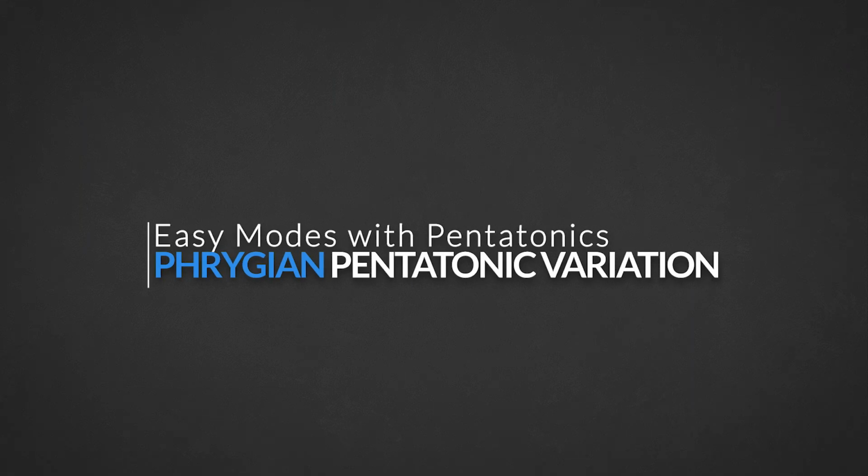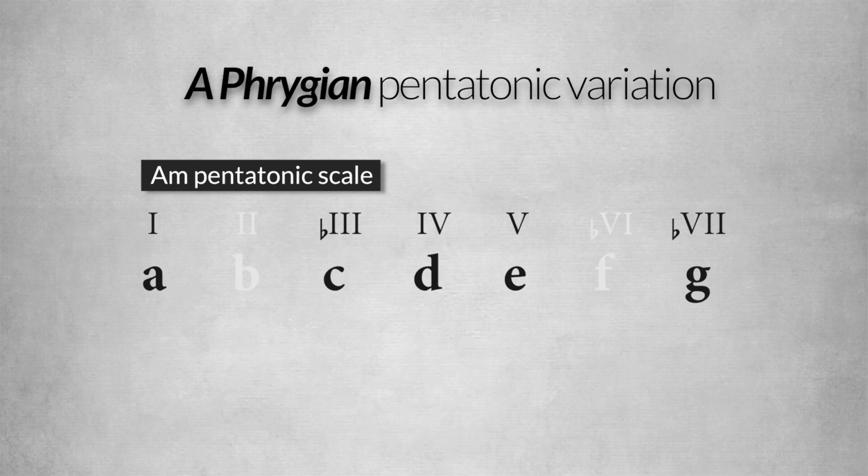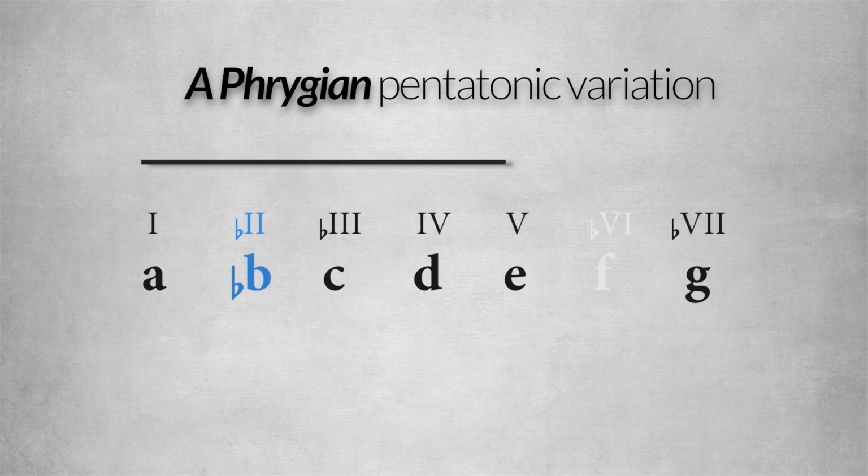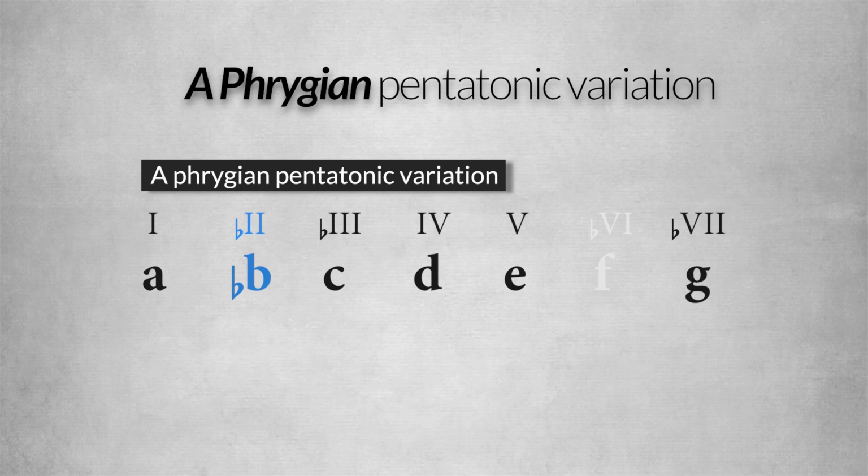The Phrygian mode is also a mode that belongs to the minor family, just like the Dorian mode we've just seen. So we have to take the A minor pentatonic scale as our basis for the Phrygian variation. Now the Phrygian trigger note, the note that evokes the Phrygian sound, is the minor second degree, in this case the B flat. Now playing this note will put the Phrygian mode locked in our ears.